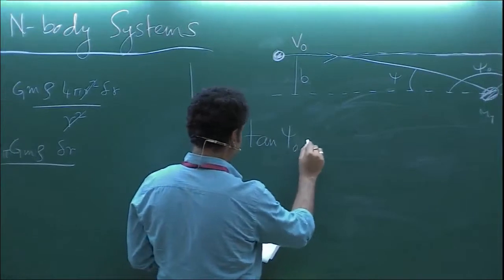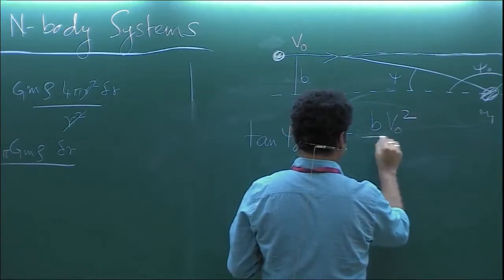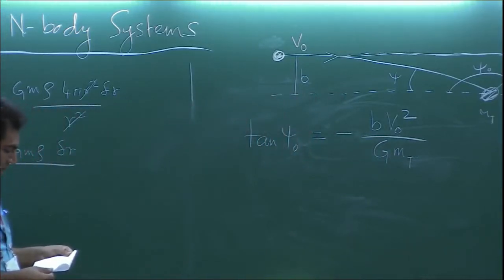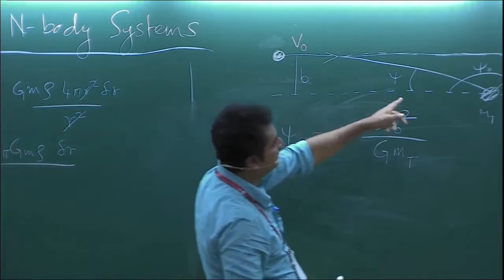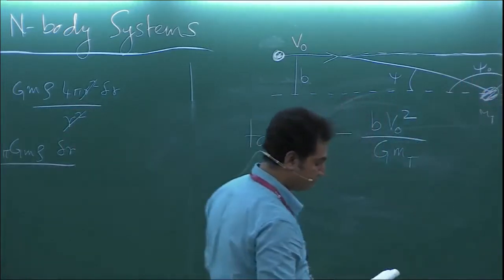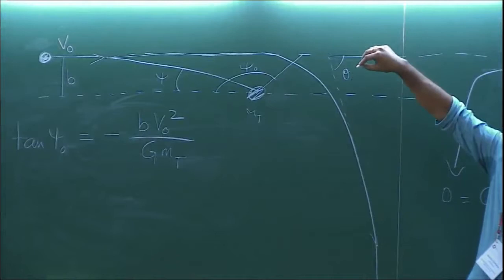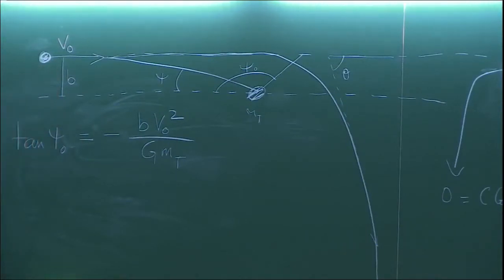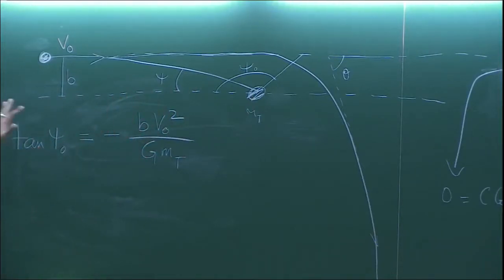You get tangent of psi zero equal to minus b v zero square over G M total. Okay, so essentially, you have solved for this phase angle at closest approach. What we are interested in is the deflection angle and also the change in the velocity of this body because of this body. We're solving everything in the center of mass frame. That's why the individual velocities have not appeared yet. So we need a coordinate transformation at the end.